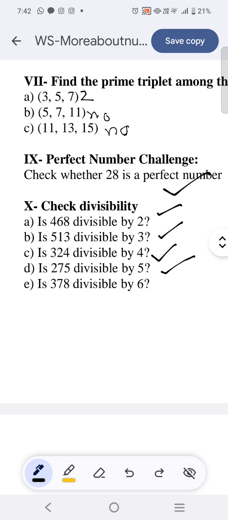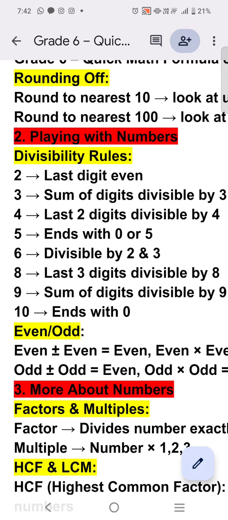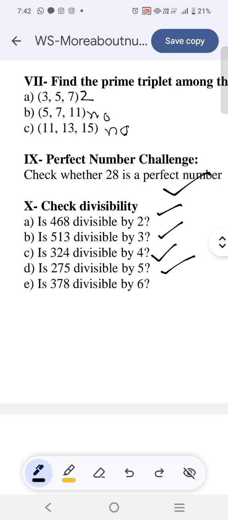Now, is 378 divisible by 6? Let's see the divisibility rule for 6. It should be divisible by 2 and 3. So let's see now. The divisibility rule of 2 was that the ending number should be even. Now 378, 8 is an even number, so it is divisible by 2.